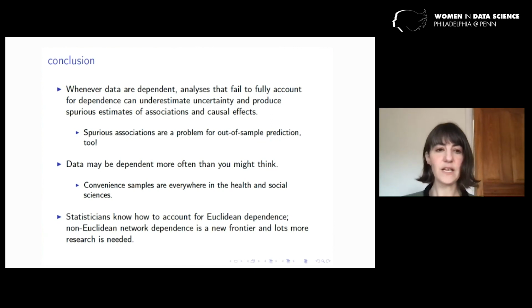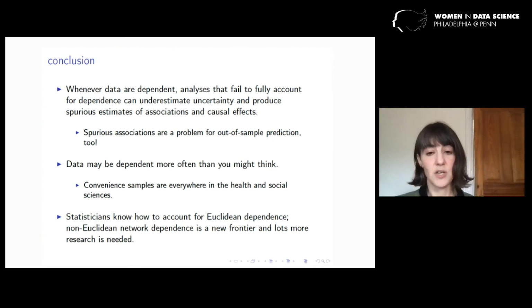I've primarily focused on how these problems could contribute to the replication crisis in the health and social sciences, but spurious associations are also a problem for any out-of-sample prediction. So this means that machine learning practitioners need to worry about using convenience samples or other kinds of dependent data as training data. And finally, I'll just close with a plea for more people to work in this area.